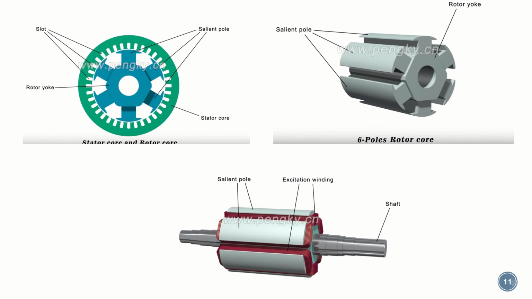So this is another example of the salient pole. This is our stator, and here we have the rotor.